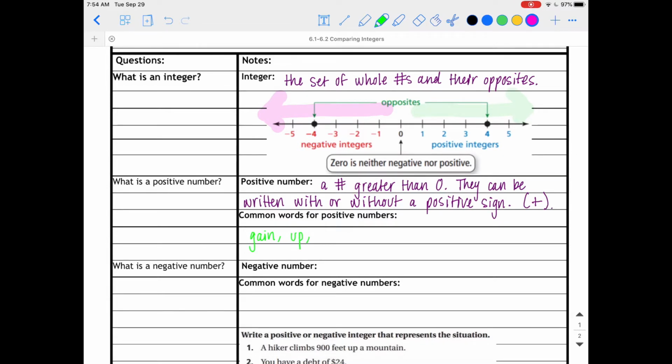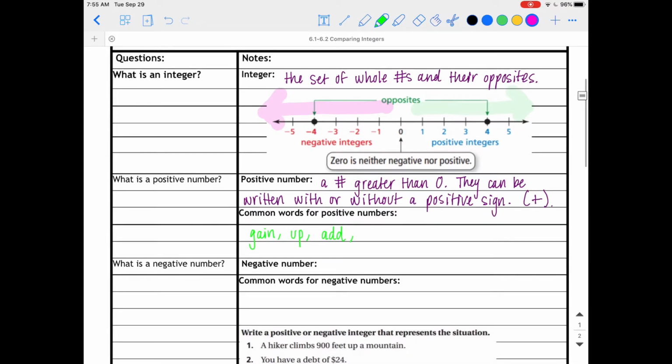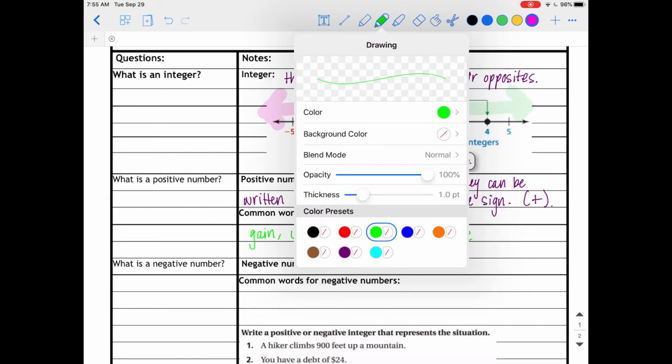Sometimes in a real life situation, we're talking about someone climbing, maybe an airplane going up. That would be representing a positive integer. If we say add, that would also be representing a positive gain. We can even say positive, that would obviously represent positive. Gain, up, add, increase. I'm sure there are many, many more, but those are a few examples of words that would represent positive numbers. And maybe we can see some more in our examples.